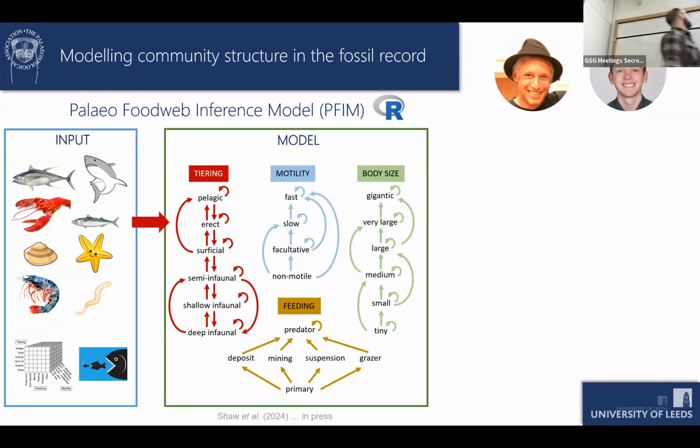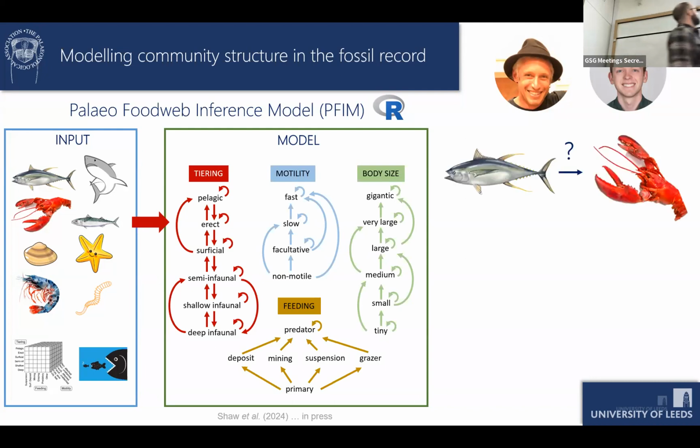And then the model operates as a set of rules. Basically, if you have a certain trait, there are rules as to which organisms with other traits it can eat. So let's use an example of a tuna and a lobster.